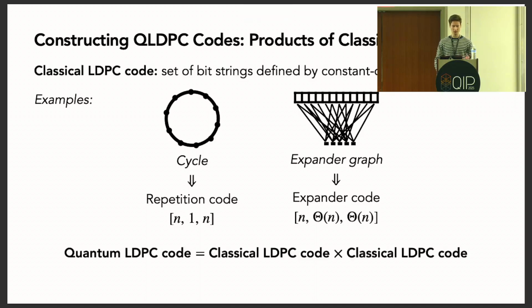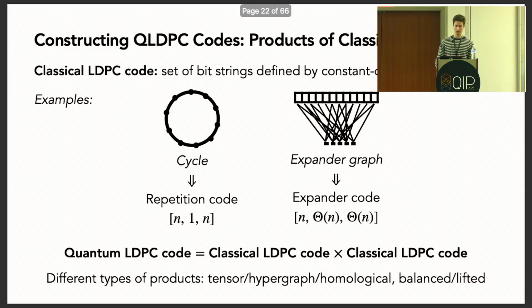So often we construct quantum LDPC codes by taking products of classical LDPC codes. And particularly if you just take two classical LDPC codes and take their product, you get a well-defined quantum LDPC code. And I'm intentionally being vague about what sort of product I mean here because there's actually multiple different types. There's tensor products, which are also called hypergraph or homological products. There's also things called balanced or lifted products. And I won't formally define these products in this talk, but we will see how different products give different code parameters, and actually our decoding algorithms will apply to both of these different types of products.